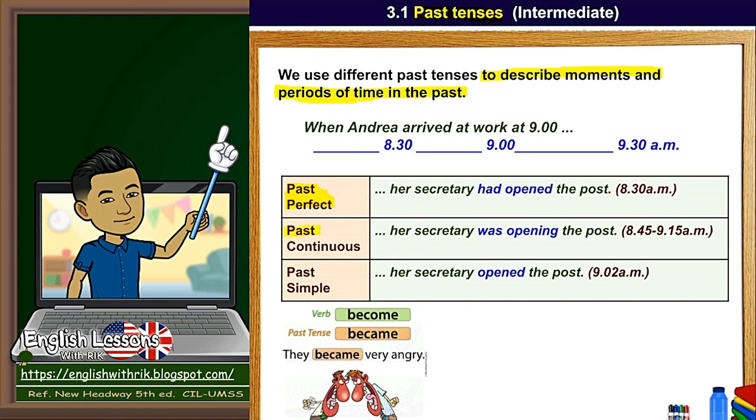We use the past continuous for an action in progress before and after a time in the past. When Andrea arrived at work at 9 o'clock, her secretary was opening the post. We use the past simple for an action that follows another action in the past. When Andrea arrived at work at 9 o'clock, her secretary opened the post.